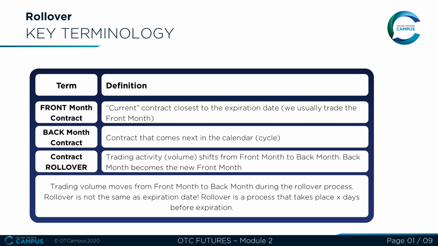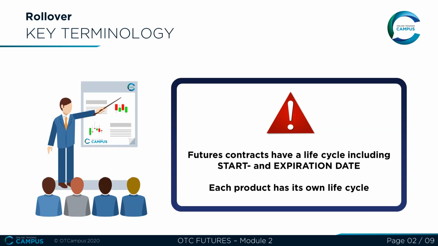And then we have rollover. This is where trading activity, so the trading volume, shifts from the front month to the back month. Back month becomes the new front month and the old front month expires. Please note that trading volume moves from front month to back month during the rollover process. Rollover is not the same as expiration date. Rollover is a process that takes place X days before expiration. In the futures market, the transition from an expiring futures contract to a new futures contract is called a rollover.